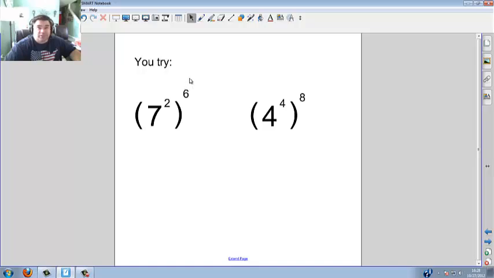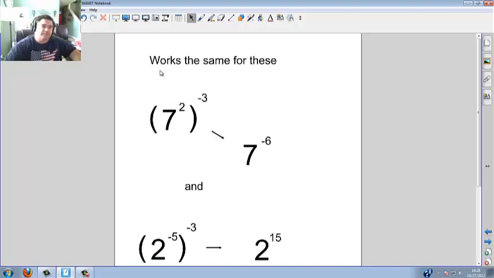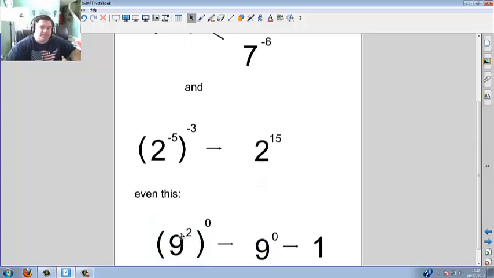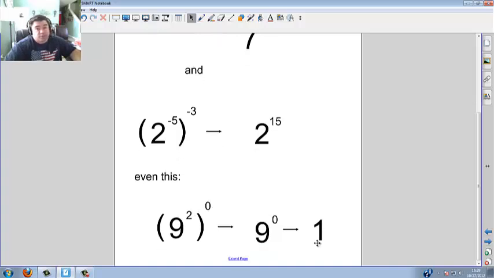Did you get it? 7 to the 12th. 4 to the 32nd. Works the same for this, by the way. 7 squared to the negative third just takes 2 times negative 3, which is negative 6. Good enough for now. And 2 times negative 5 times negative 3, these two negatives make positive 15. That's your finished product. Even this: 9 times 2 to the 0. Well, 2 times 0 makes 0. Anything to the 0 power is 1.